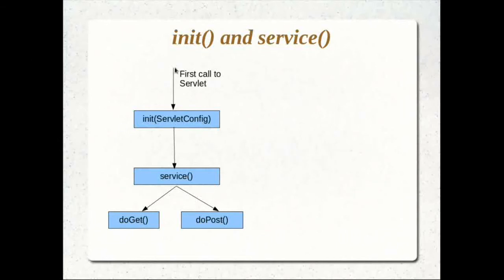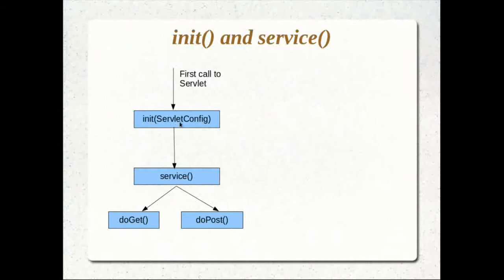Say this is the first call to the servlet. The servlet object is not there yet. So what happens is the object has to be created. When Tomcat creates the object, it calls the init method of that object. The init method takes a parameter called the ServletConfig. This is something that we'll get back to in a moment. But note that the init method is the first method that runs.